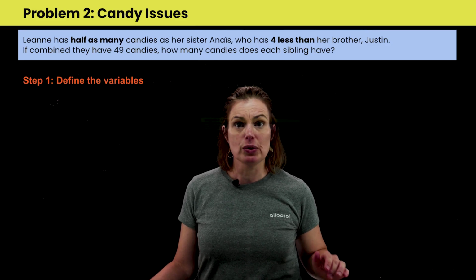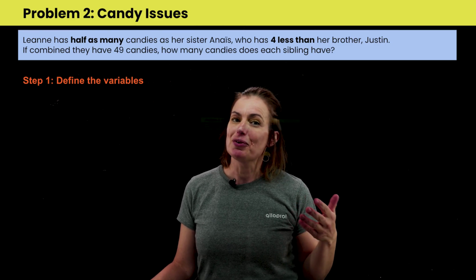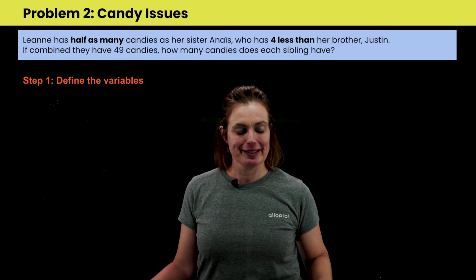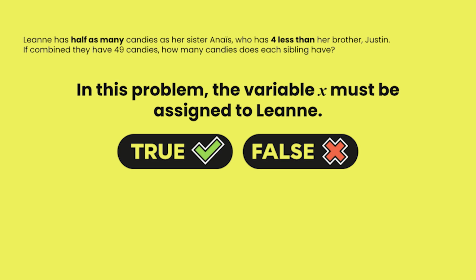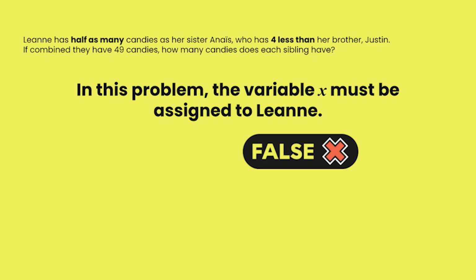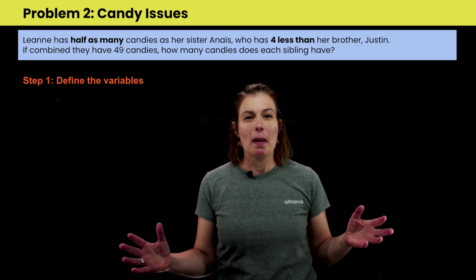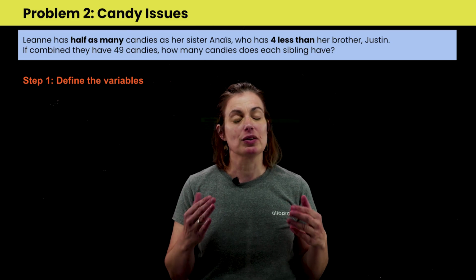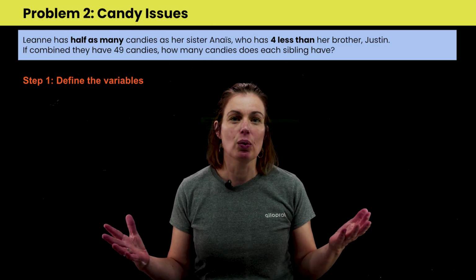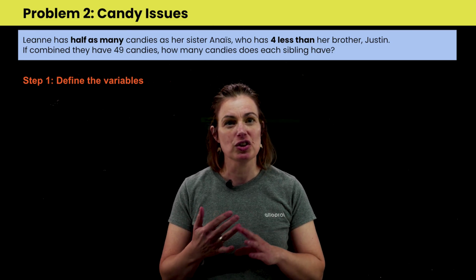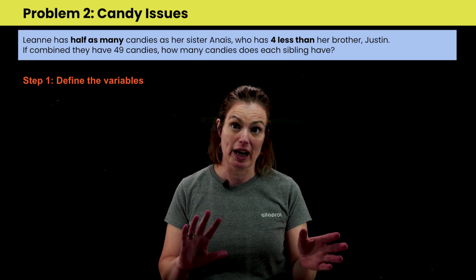Well, the first thing we're going to do here is define the variables. But before I go any further, I have a question for you guys. True or false? In this problem, the variable x must be assigned to Leanne. If you answered false, you are correct. We can really assign it to any one of them, but you do want to pick one that's going to make life easy on you. So we try and avoid in algebra the divisions and anything that would require us to subtract.